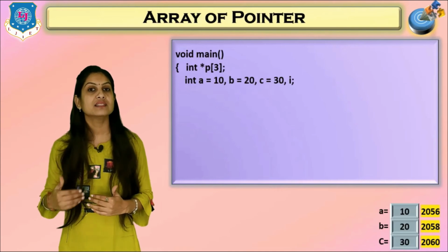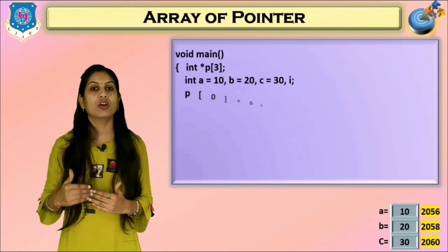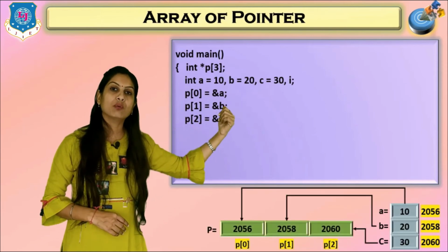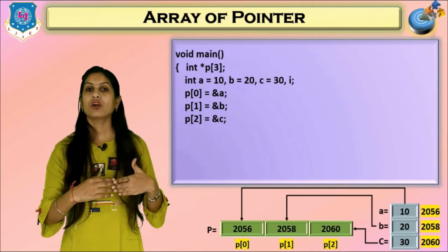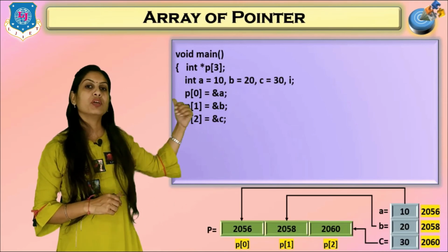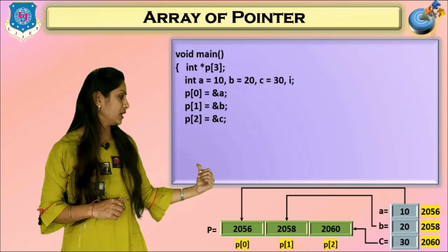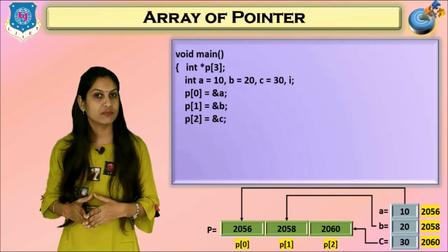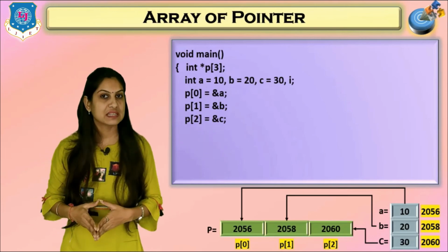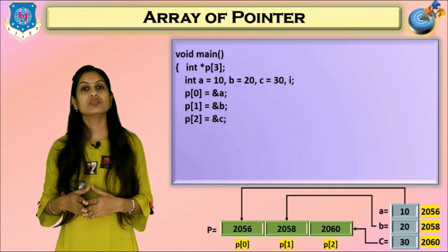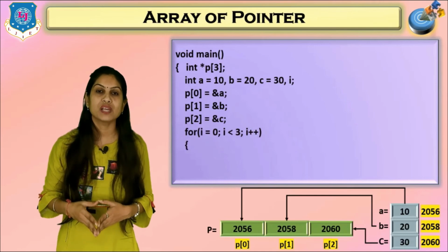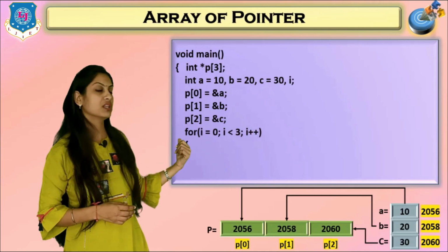Then we are initializing our array of pointers, meaning p[0], p[1], one by one. So here suppose I am assigning p[0] = &a, meaning in p[0] the address of a will be stored, that is 2056. Then p[1] = &b, meaning in p[1] the address 2058 will be stored, and p[2] = &c, that is 2060 will be stored. And now we want to print these three values 10, 20 and 30 using the concept array of pointer, and for that we are using the for loop.